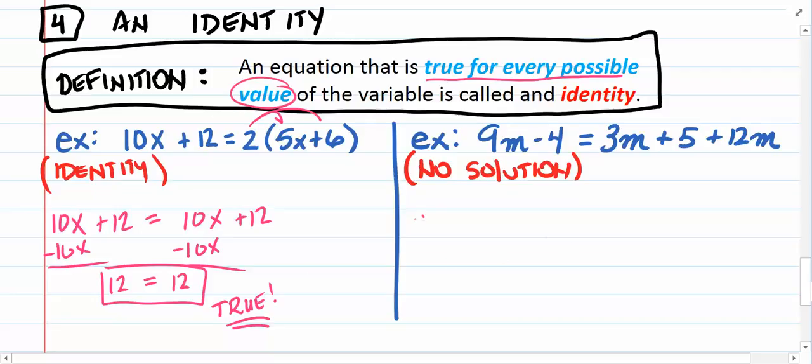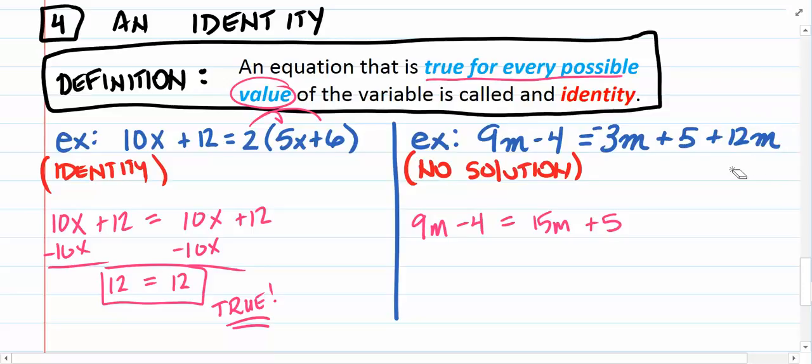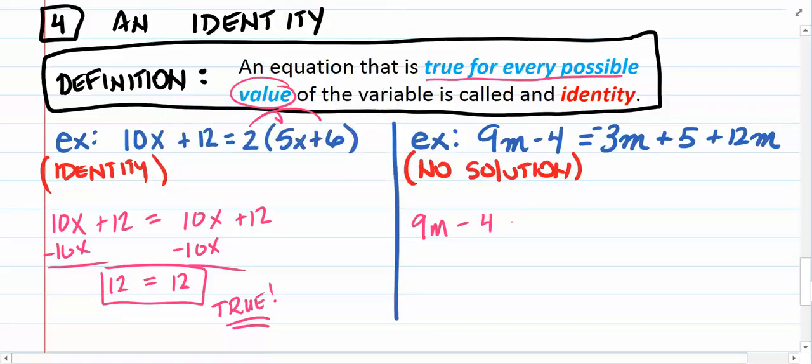What I have been given here is 9m minus 4 is worth, well, 3m and 12m, that's 15m, and then plus 5. Oh, sorry guys, this is supposed to be a negative 3m. Let me change that for you real quick. That's supposed to be a negative 3m. So now when I do this problem, I knew something wasn't right. Sorry about that, team. So I've got 9m minus 4 is now worth negative 3m plus 5 plus 12.